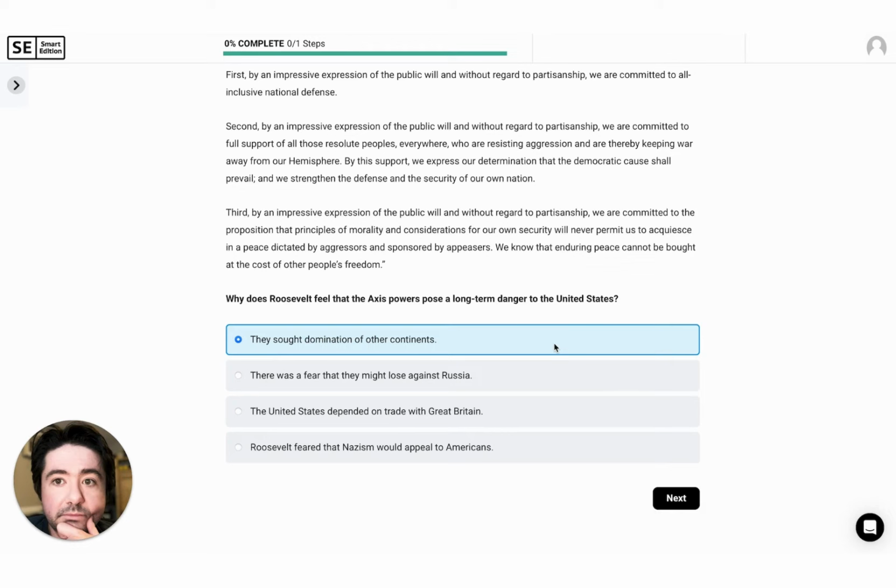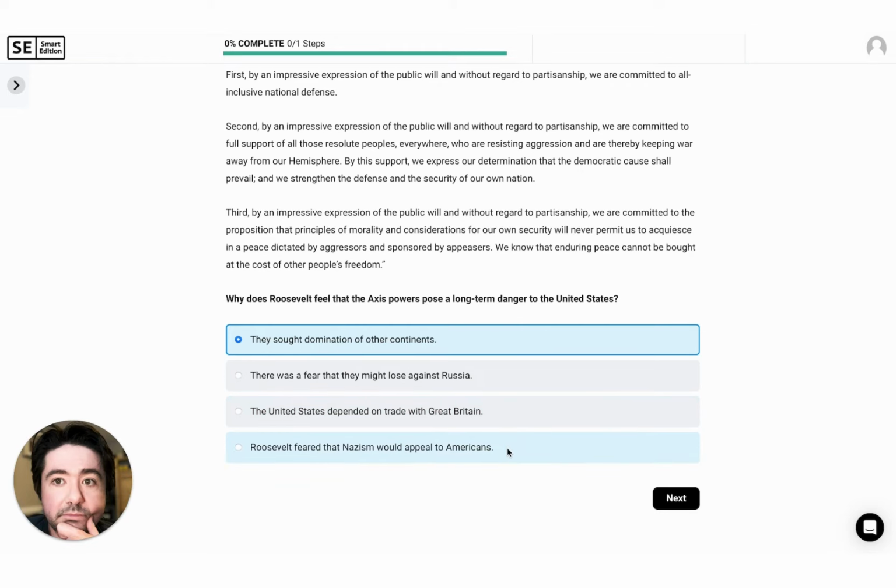Now, as far as our other answer choices are concerned, Russia, we weren't fighting with Russia yet, but we wanted Russia to win. So this answer choice B doesn't make any sense. We want Russia to beat the Axis powers in Europe. Did we have trade with Great Britain? Of course we did, but we didn't depend on it. America in 1941 was very self-sufficient, everything from materials to oil to everything you need to fight a war.